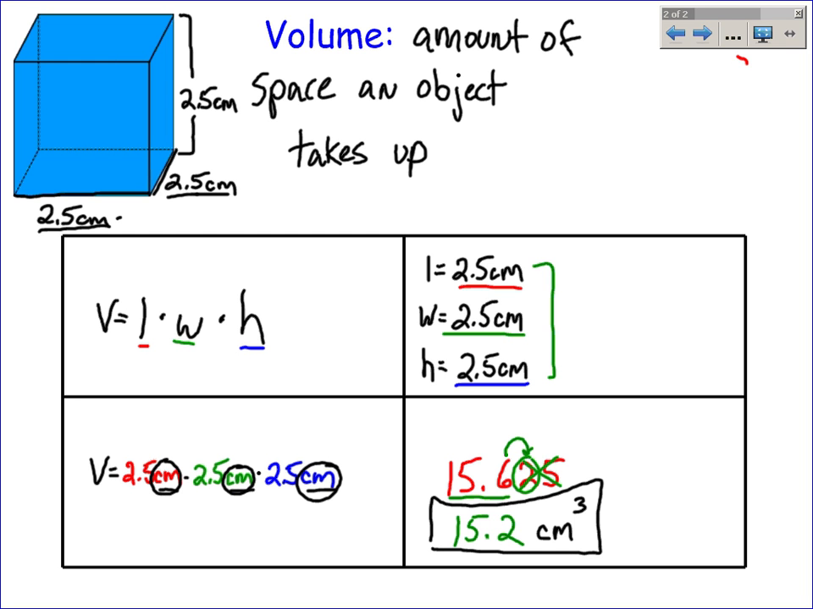I usually like to box it or make some sort of weird shape like that. We have it rounded to the nearest tenth, and we've included a unit. So we are 100% good to go.